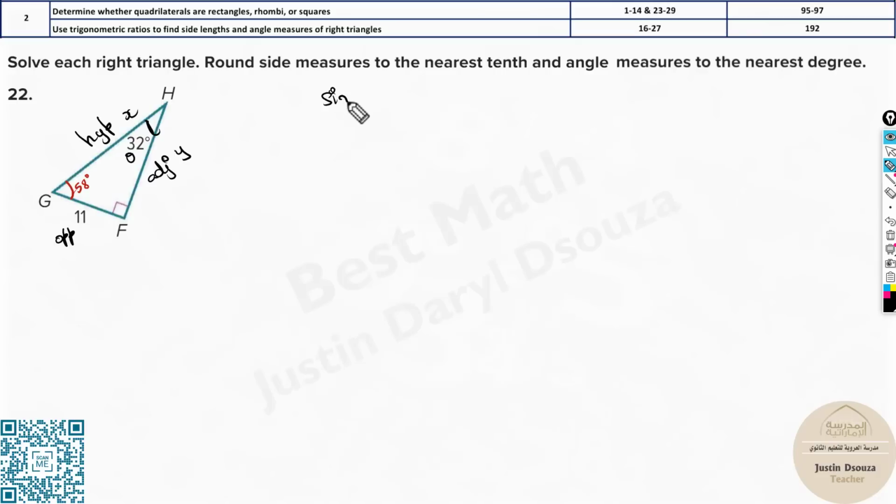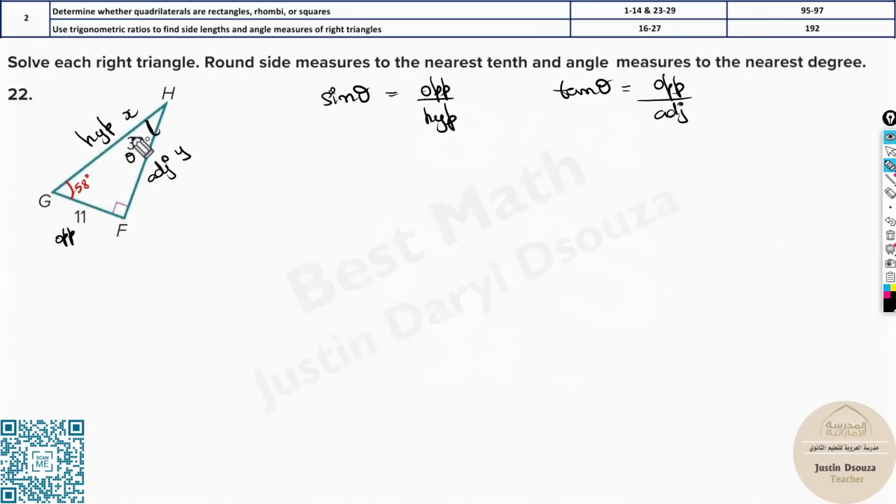I'll write it out. First, sine theta is equal to opposite divided by hypotenuse. And the other one which has opposite is tan theta, which is opposite by adjacent. Now, why don't I take cosine theta? Because I don't know hypotenuse and I don't know adjacent. Cosine theta is adjacent by hypotenuse, and these both are unknown.